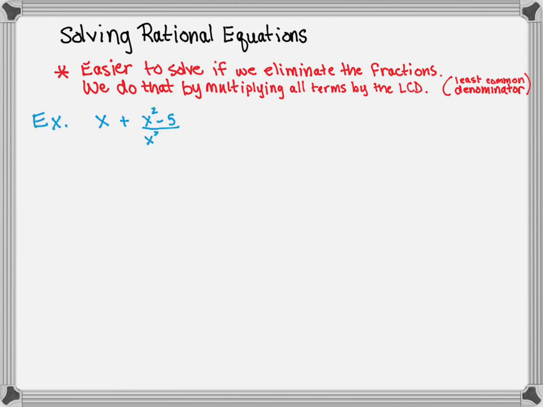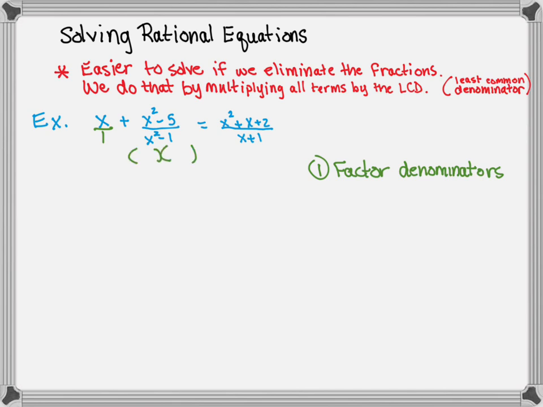We'll look at x plus (x squared minus 5) over (x squared minus 1) equals (x squared plus x plus 2) over (x plus 1). So our first step is to factor the denominators. Okay, so the first term is just x. Its denominator is 1. It doesn't need to be factored.